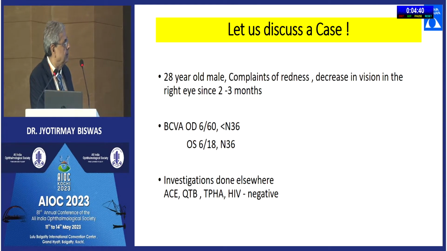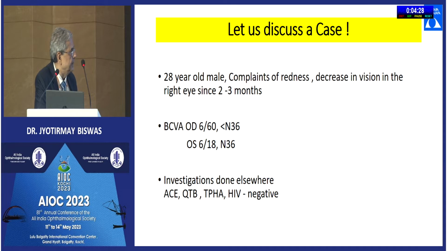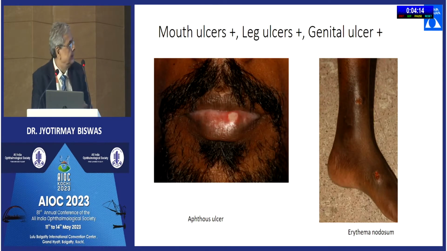This is a 28-year-old male who complained of floaters, redness, and decrease in vision since 2 months. Best corrected visual acuity was very poor, less than N36 in the right eye and N36 in the left eye. Investigations were done elsewhere, not by us, and sarcoid, TB, syphilis, and HIV were negative. He had the typical mouth ulcer, leg ulcer, erythema nodosum, and also a genital ulcer.